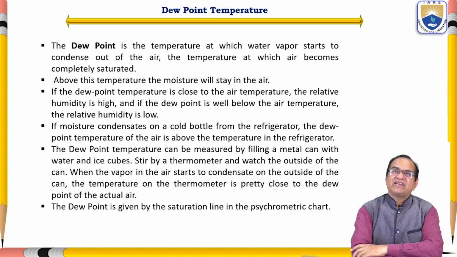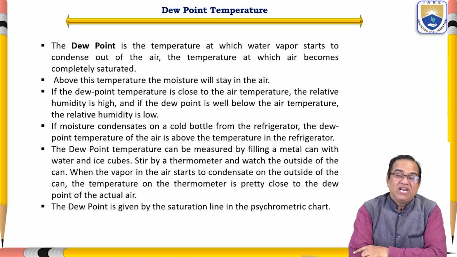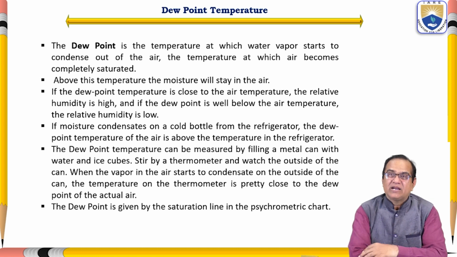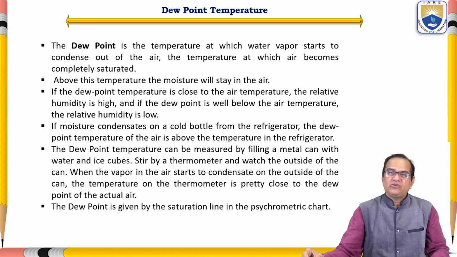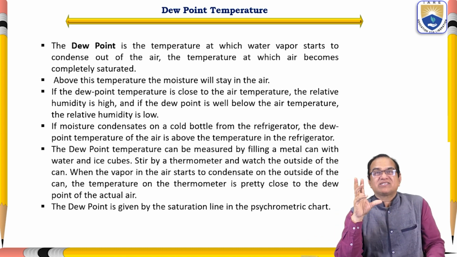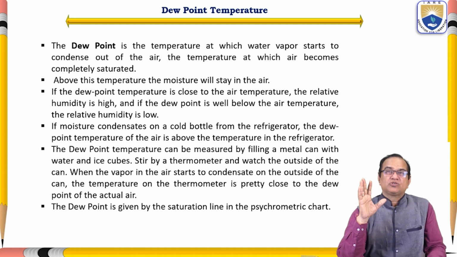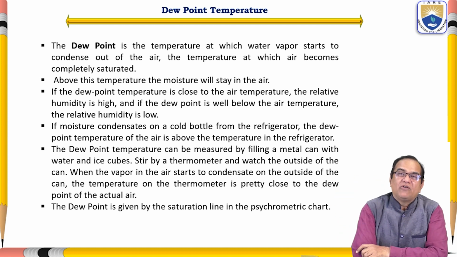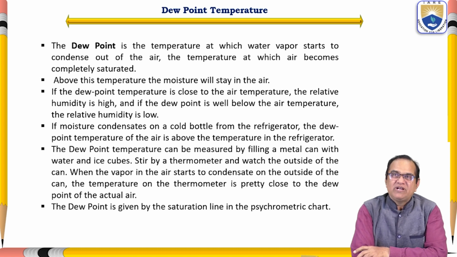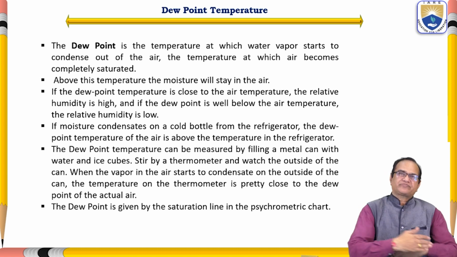You can see in the winter season on the field, on the grass and other crops, a lot of small drops are found. Those drops of water are called the dew. But what is the dew point temperature? That is a technical issue where we have to understand about the dew point temperature.